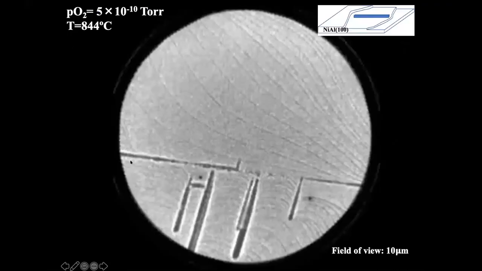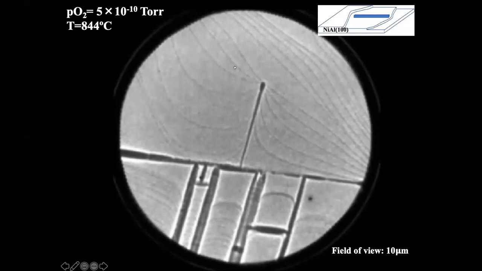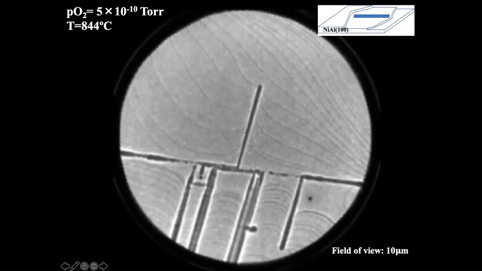Okay, so this is another example. We have a lot of atomic steps on the surface, and here are some oxide islands. Look at this one. This oxide growth can cause a significant bunching of many atomic steps, from this one, this one, this one, this one. At least six atomic steps are bunched at the growth front. You can see again that initially all the steps are separate. With oxide growth, all the steps are bunched at this location.